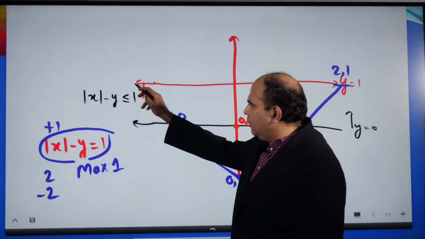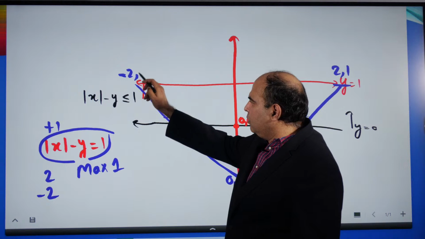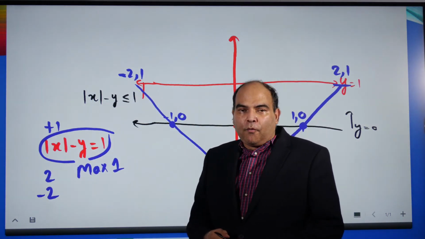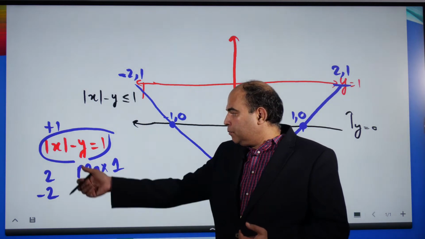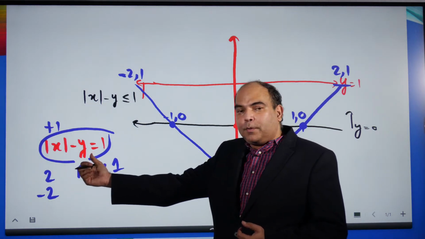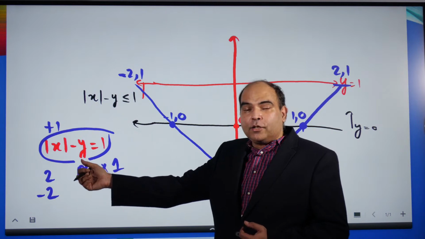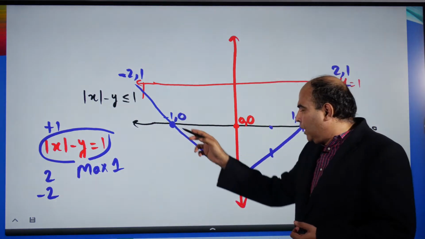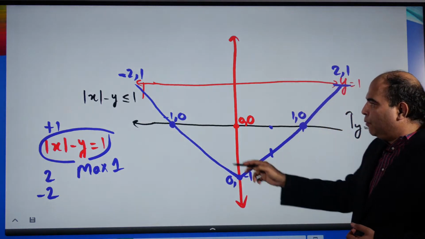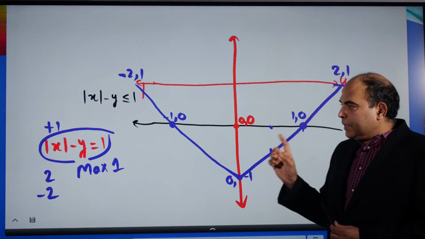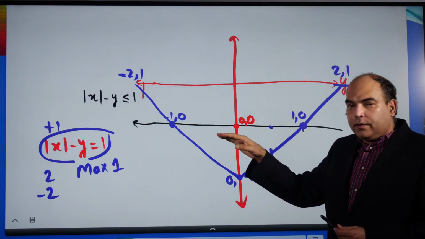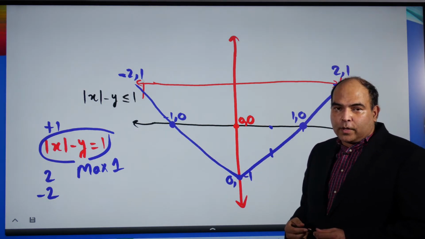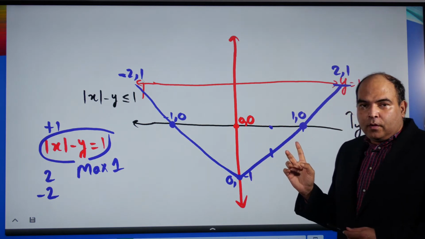this will again extend to the point minus 2 and 1, because if I take x as minus 2, so this mod x will be plus 2 and y has to be 1, so that 2 minus 1 gives me 1. So this blue line that you see, this V-shaped blue line, is basically the construct of the equation mod x minus y equals 1, or the function mod x minus y equals 1. That's the construct of this.